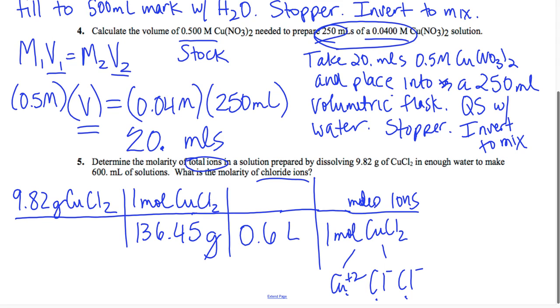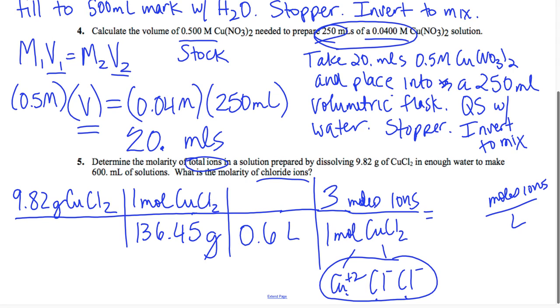All right, so how many total ions do we have? 3. Does everyone get that? This is not the Da Vinci Code. 3 moles of ions for every 1 mole. So my units will be moles of ions per liter, which is what the first question is asking me for. When you calculate that, you should get 0.360, right?